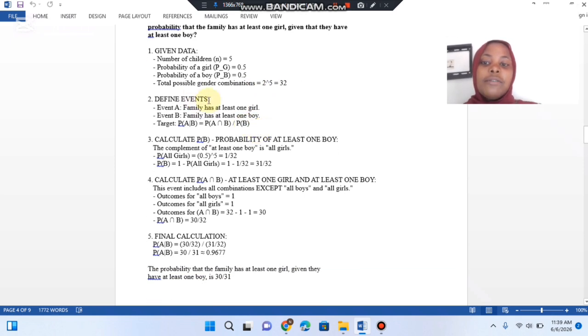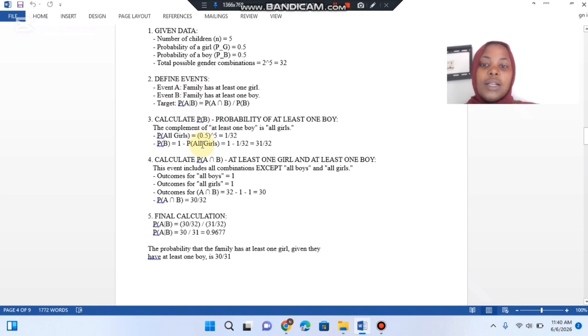Then we define the event. Event A is that a family has at least one girl, event B is that a family has at least one boy, and our target in the question is this one. So we calculate the probability of at least one boy. We get it from all girls, which is 1 minus 1 out of 32, which gives 31 out of 32.